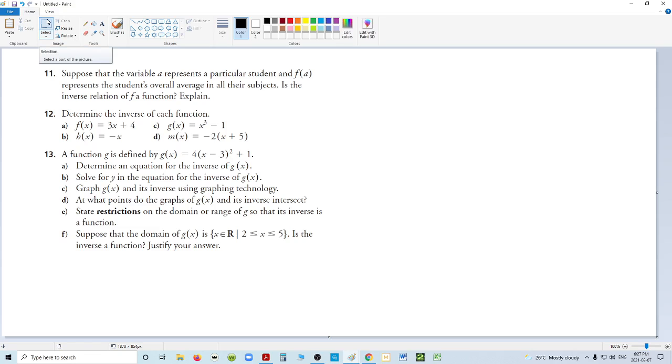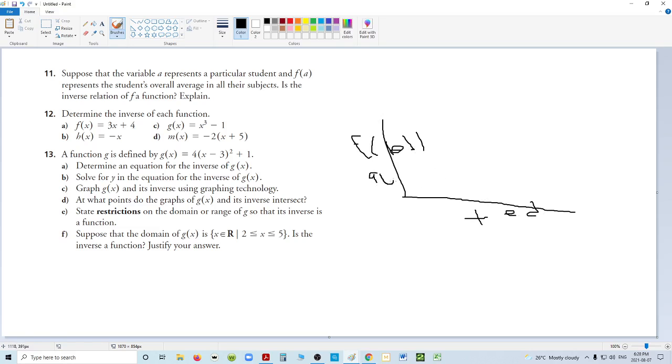Suppose that the variable a represents a particular student and f of a represents the student's overall average in all their subjects. Is the inverse relationship of f a function? Not if they got the same mark for all their subjects. So for instance, a represents Ted, and f of Ted is his average. And then if we inverse it, this is the average. Are we going to get Ted out of it?